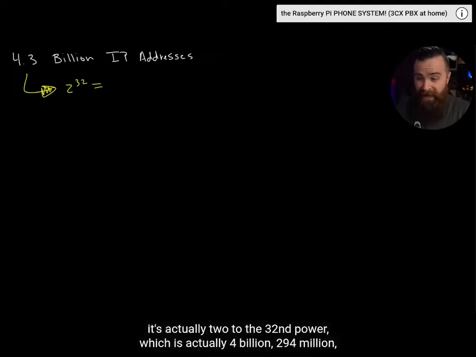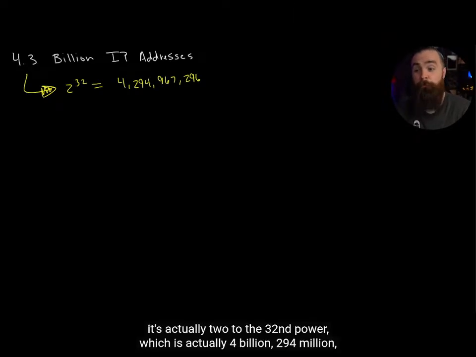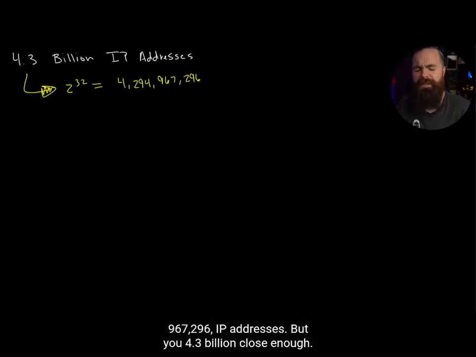And if you want to get nerdy, it's actually 2 to the 32nd power, which is actually 4,294,967,296 IP addresses. But you know, 4.3 billion, close enough.